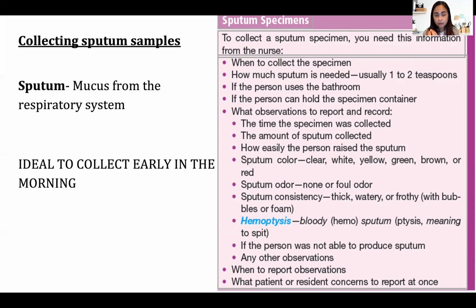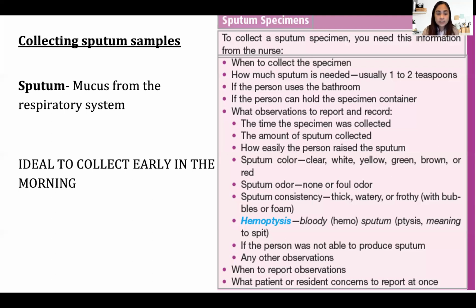Whether the person uses the bathroom, whether the person can hold the specimen container. What observations to report and record? The time the specimen was collected, so usually early in the morning, the amount of sputum, how easily the person raised the sputum. What's the color of the sputum? Is it clear, white, yellow, green, brown, or red? So if it's clear, maybe it's only saliva. Okay, it should be yellow, or it should not be clear. Sputum odor, is it a foul odor or odorless? Then sputum consistency, is it thick, watery, or frothy?